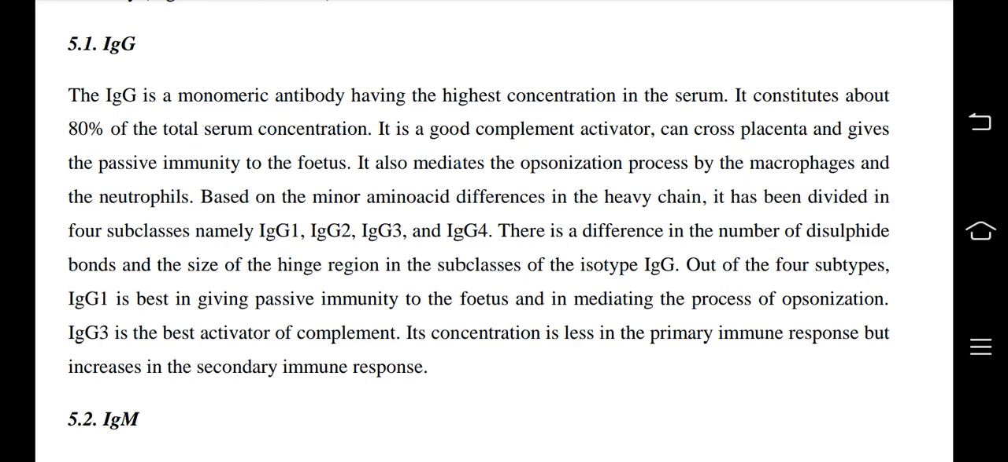IgG3 is the best activator for complement. Its concentration is less in primary immune response but increases in the secondary immune response.